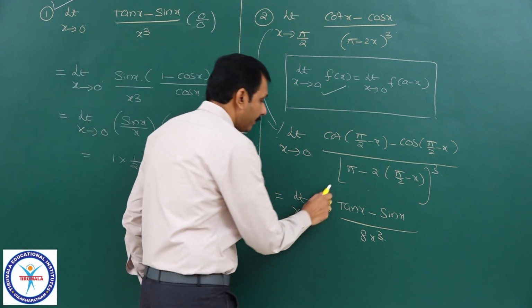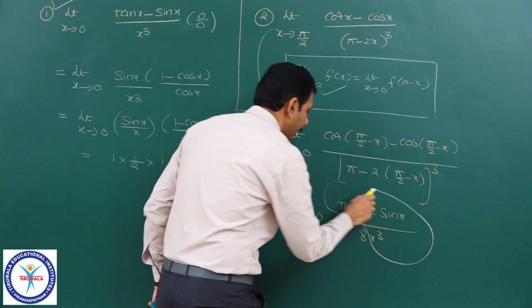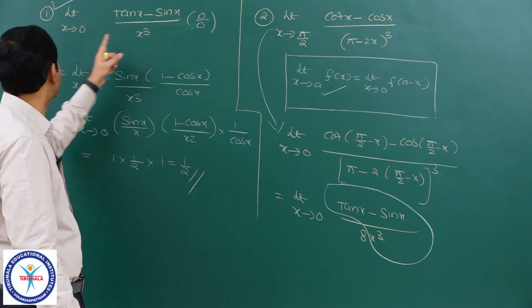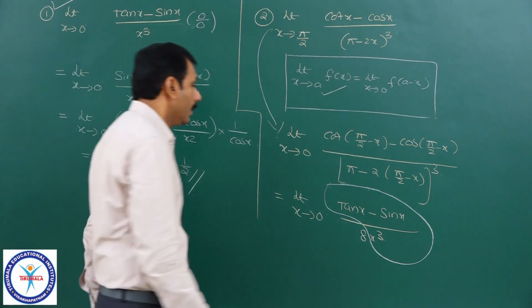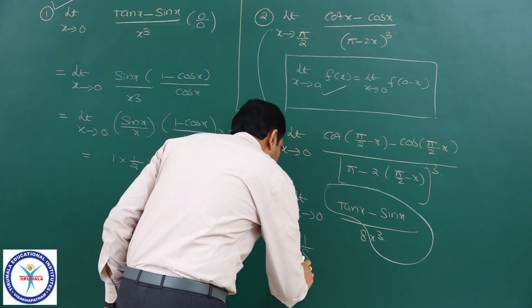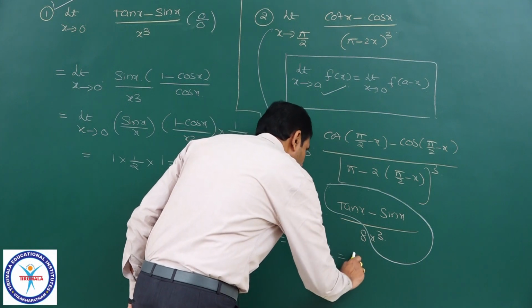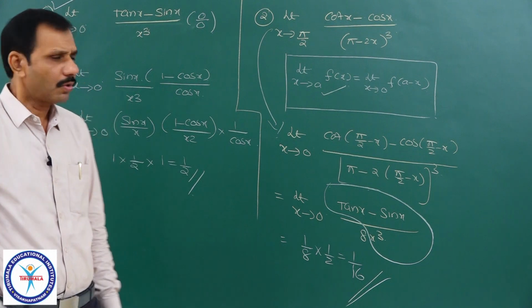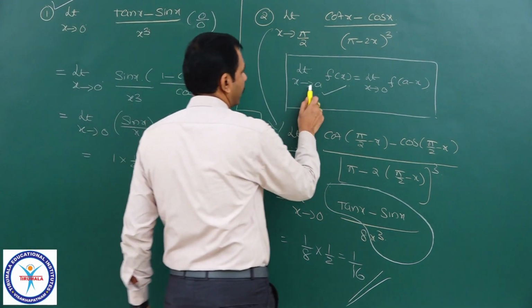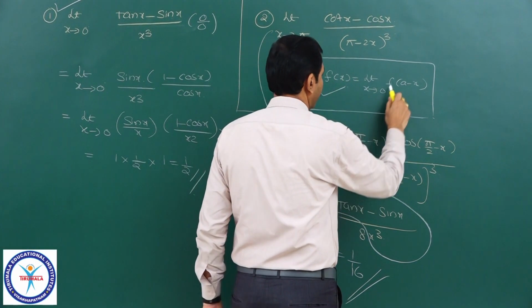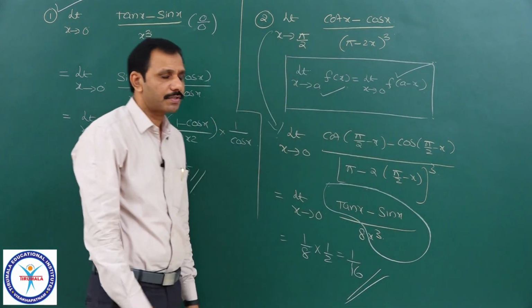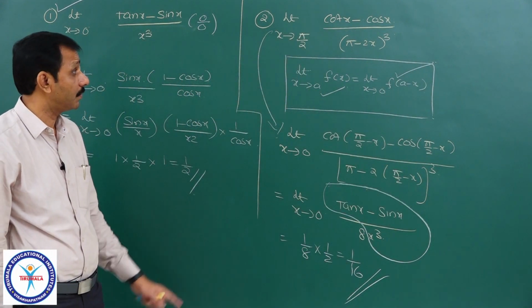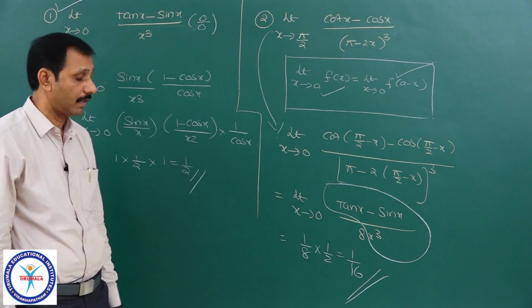Now completed. This (tan minus sin) by x cube is equal to 1 by 2, so it is 1 by 8 outside into 1 by 2, which is 1 by 16. So remember, whenever it is of the form x tends to a of f of x, if required please use it. Limit x tends to 0 of f of a minus x, you can evaluate that limit very quickly.